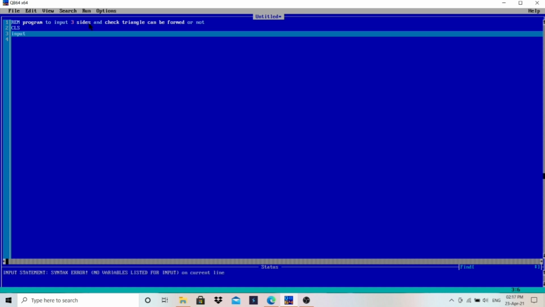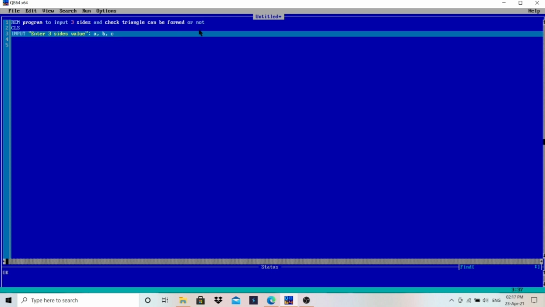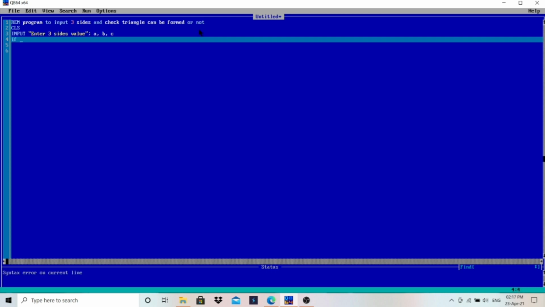So I will input here, enter three sides value, then I will store that in a, b, c. I'm using only one input statement here to take three inputs. The first side value will be stored in A, the second side value will be stored in B, and the third side value will be stored in C. So we have to check the sum of any two sides.